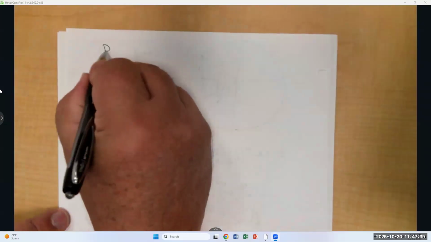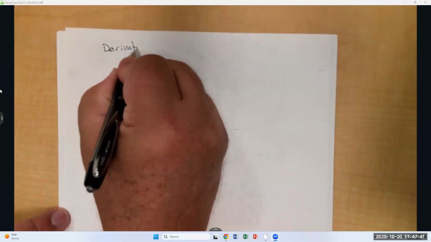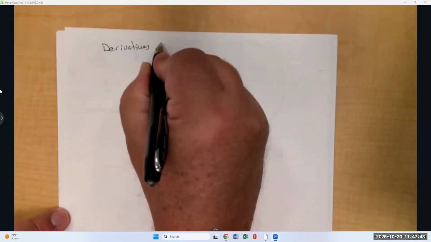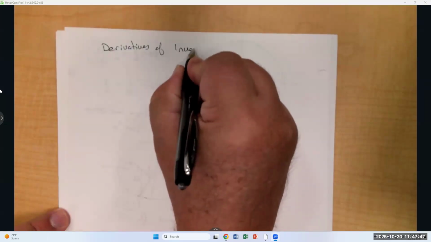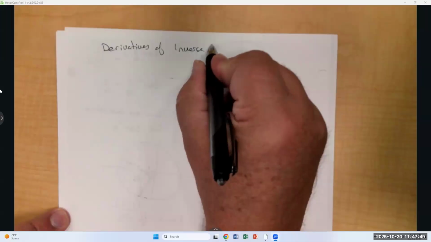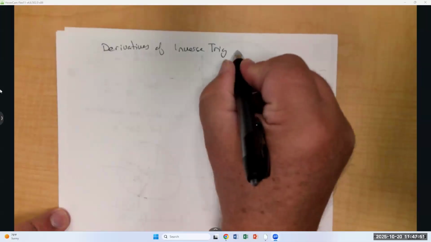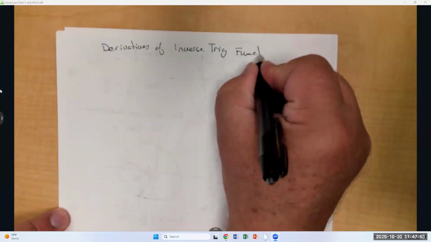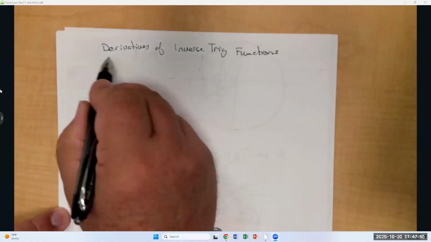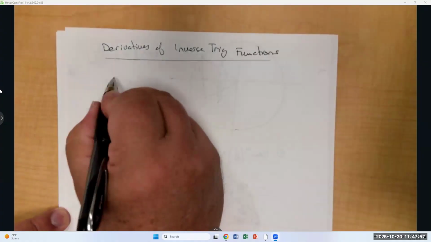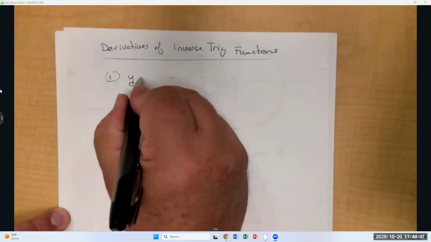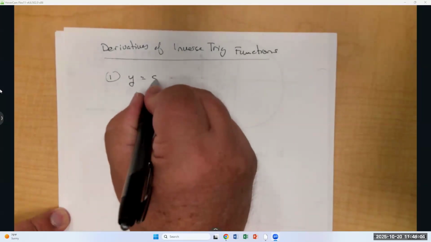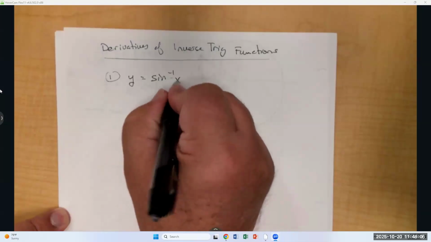Let's look at the derivatives of inverse trig functions. So let's look at the derivative of the inverse of sine.